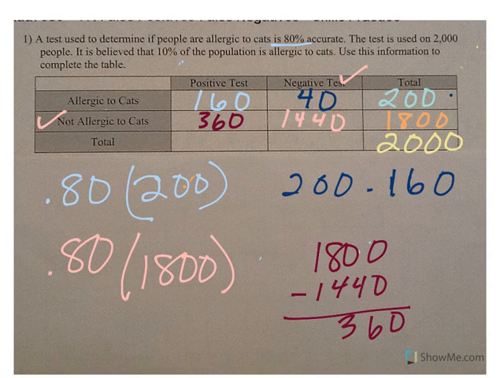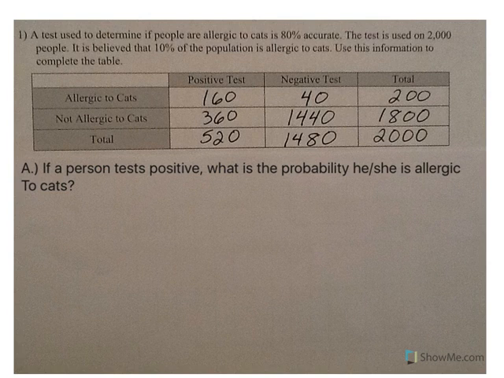And to finish out this table, I simply add 520 and, oops, wrong button. Gosh, this iPad is on the fritz, 1,480. So you should see the total going across horizontally. 520 plus 1,480 does equal 2,000. And I have now completed my table. So moving forward, I have my completed table.